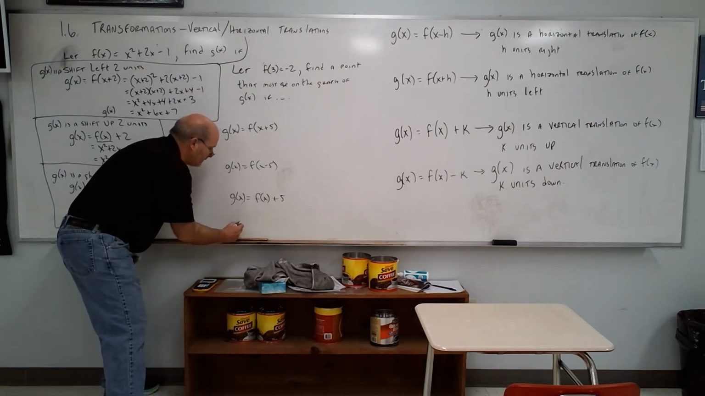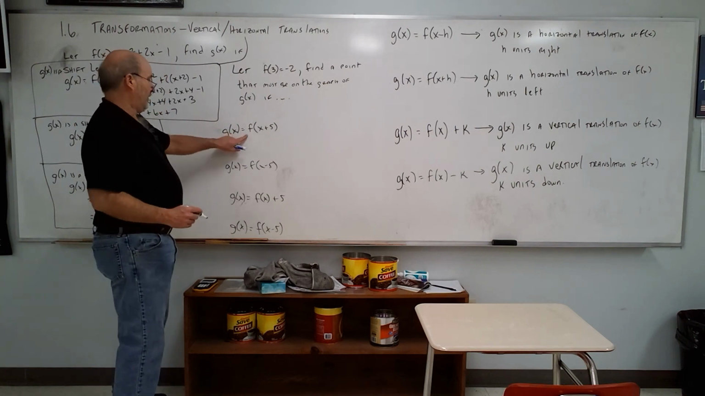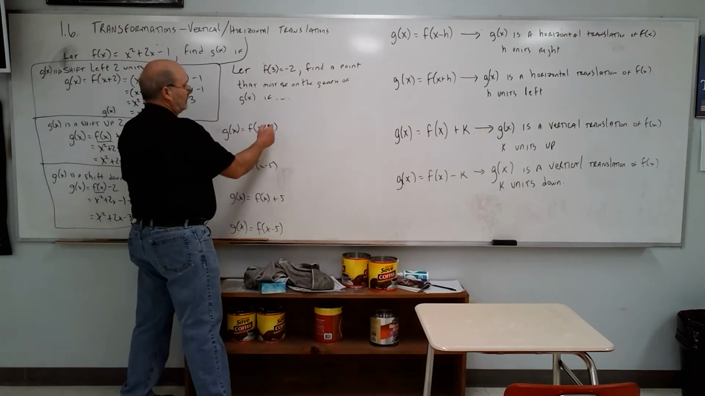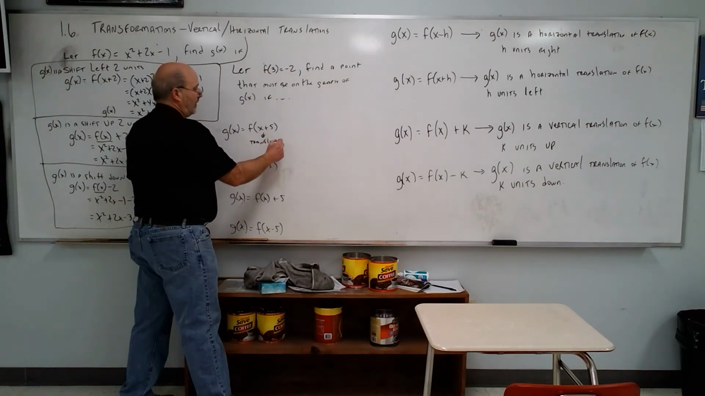Or if g of x equals f of x minus 5. Here, we know the function. This is a shift. This tells me that this is a translation 5 units left.